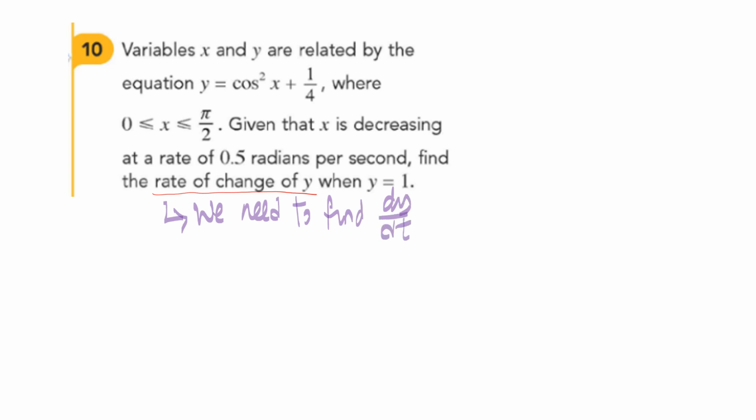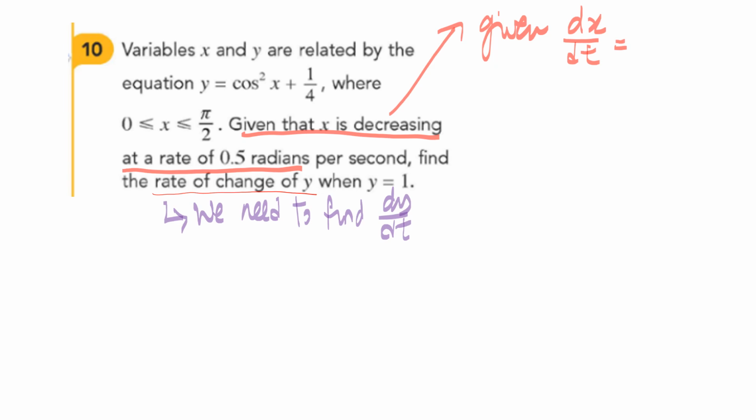So for connected rate of change, remember step 1 is to write down what you're given. Step 2 is to write down what you need to find. Step 3 is to form your connected rate of change. So if you look at what I've underlined in red, this is what you're given. You're given that x is decreasing at the rate of 0.5 radians per second. So what does it represent? It means dx over dt, and it's decreasing, so there should be a negative sign there.